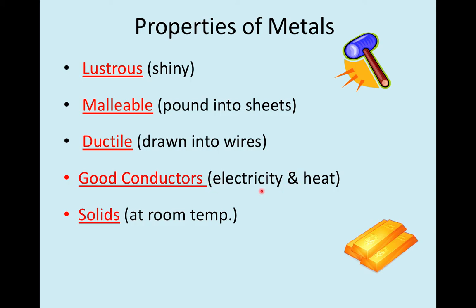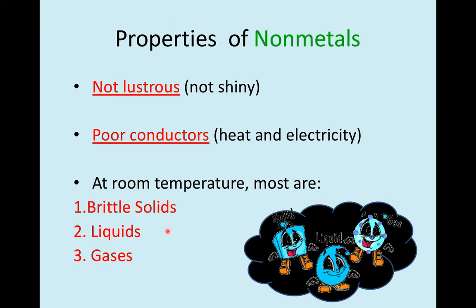For the most part, that's because they have free moving electrons. That's what's going on here. And they are typically solids at room temperature, except for mercury. Mercury is a metal and it is a liquid at room temperature. But the rest of them are all solids.